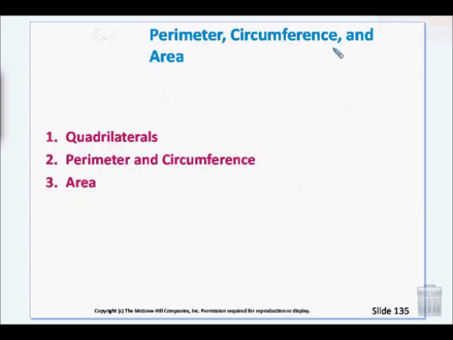So, okay, we are on 8.7, so we are in the home stretch. We are almost done. Quadrilaterals, perimeter and circumference, and area. Quadrilateral, that's just a fancy word for a 4-sided figure.